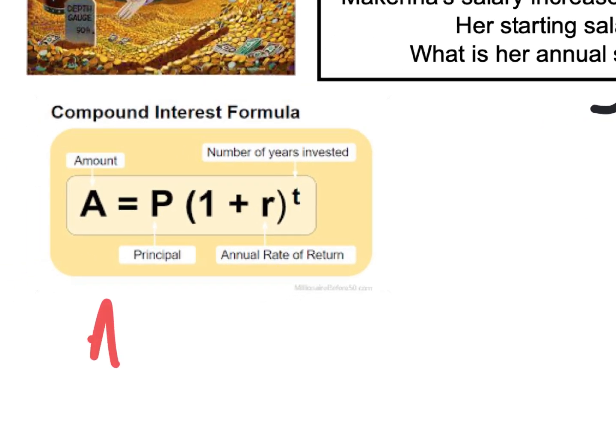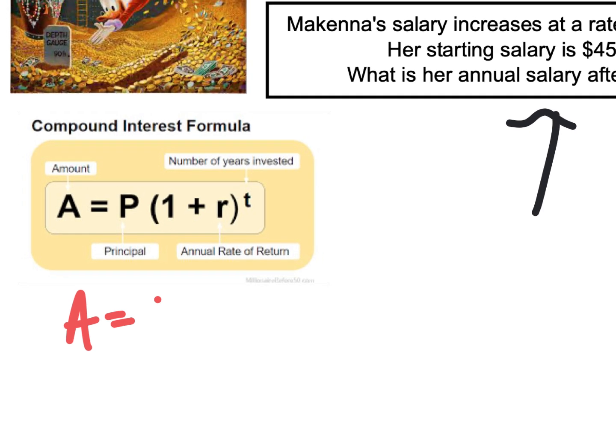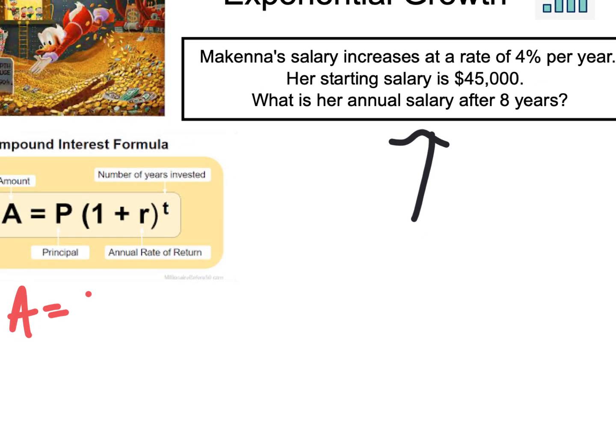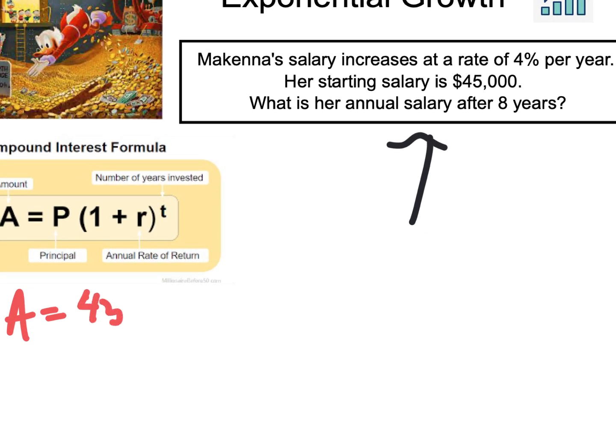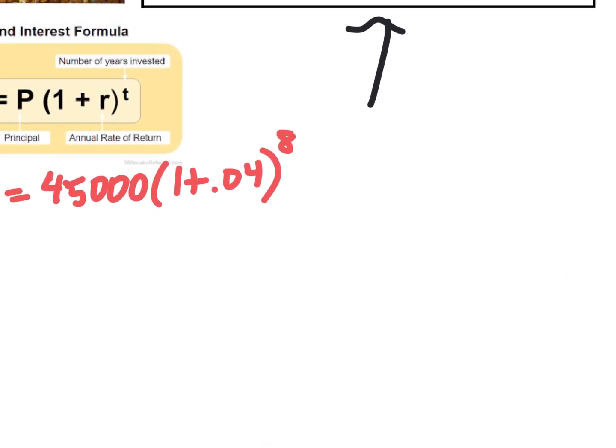So I'm going to write this out. A equals P. Well, it'd be kind of nice if I knew what P was. Zach, do you know which one the P is? 45,000. Yep. Vivian, 1 plus 0.04 to the... And you just use your calculator. I personally used 1.04 for the middle part. Go ahead, do that. See how much money she's making after 8 years.